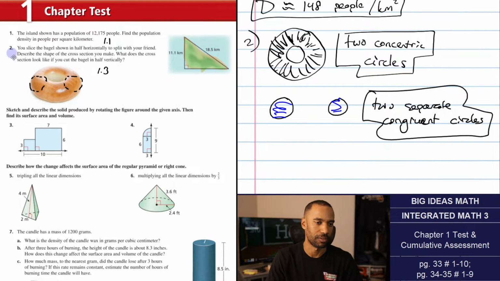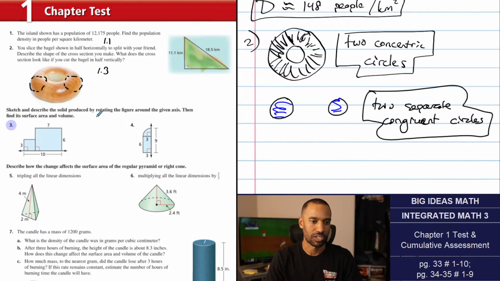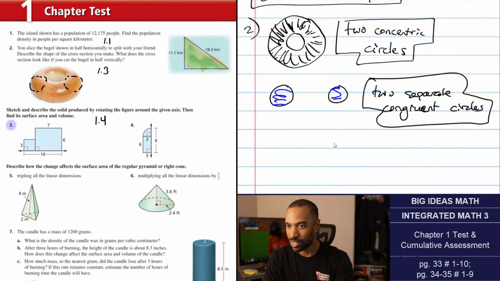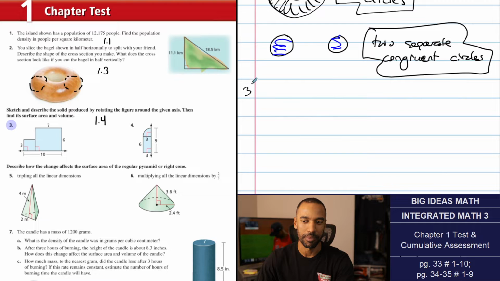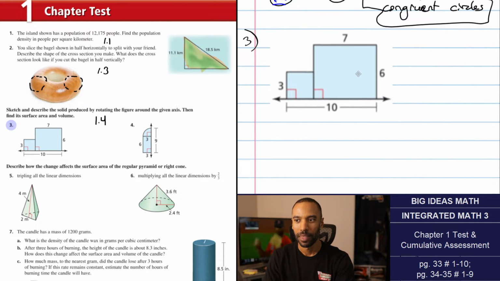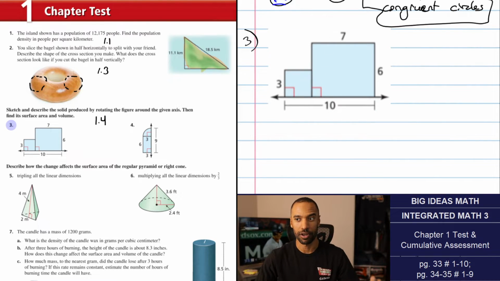Clearly different ones together. All right, numbers 3 and 4, we're going to rotate these things. This is out of section 1.4. Let's get that out of the way now that I know it's there. Sketch and describe the solid produced by rotating the figure around the given axis, then find its surface area and volume. Oh, I'd have a lot to say on surface area here. They're really actually challenging you on some of these things. Surface area has a little bit to talk about. I don't want to spend a whole lot of time talking about it, and I'll save surface area for last.